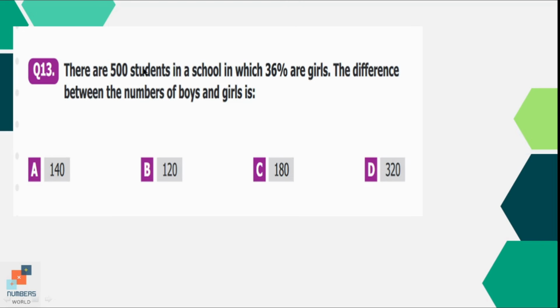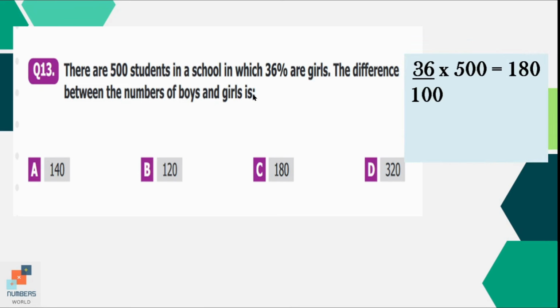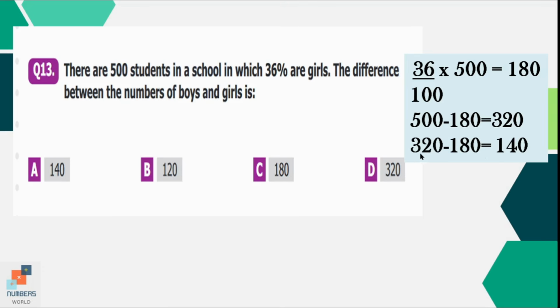Question number 13. There are 500 students in a school in which 36% are girls. The difference between the numbers of boys and girls is, so first of all we will find the 36% of 500, that is equal to 180. So there are 180 girls in the school. If we subtract 180 out of the total number of students, which is 500, we get the number of boys, that is 320. Now we need to find the difference between the numbers of boys and girls. For that we will subtract 180 out of 320, which is equal to 140. So option A is the correct option here.